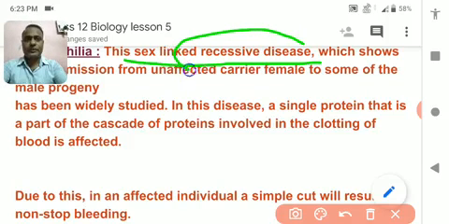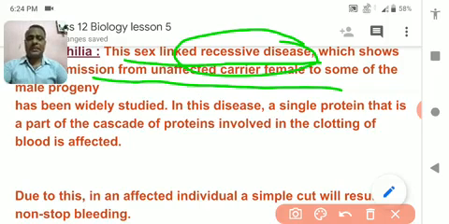So hemophilia is a sex-linked recessive disease. Point to be noted: sex-linked recessive disease. It is asked in CBSE: name a Mendelian disorder that is a sex-linked recessive disease. It is transferred from an unaffected carrier female to some of the male progeny. Many more things have been mentioned over here, and I am going to explain them to you.